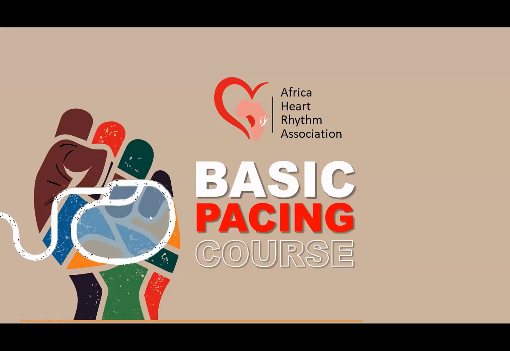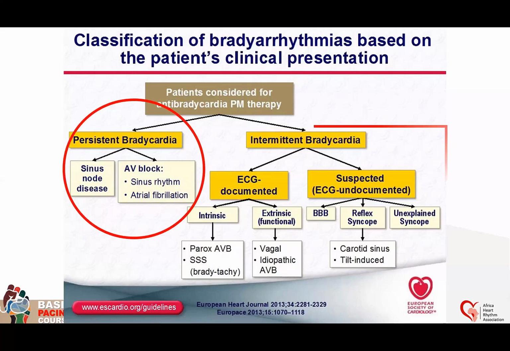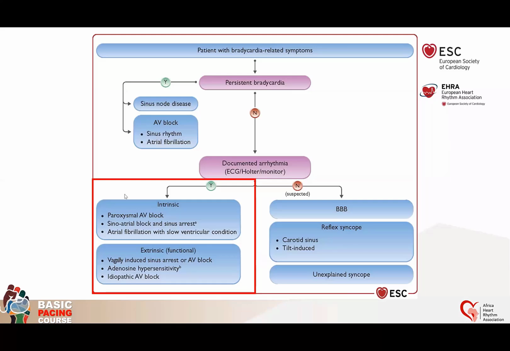But this is for another course about programming, the follow-up of the pacemaker, and the different troubleshooting regarding this. Back to the basic pacing course, we have talked about persistent bradycardia. Let's go to the other form, which is intermittent bradycardia. And we have two forms. Either it's intermittent or paroxysmal, with documentation that needs further investigation like ECG, Holter, or monitor.